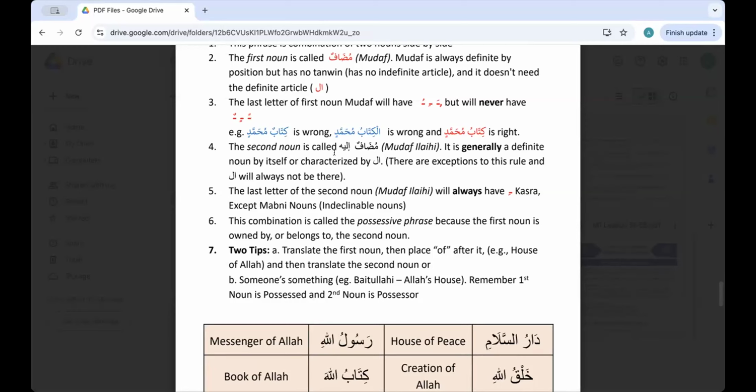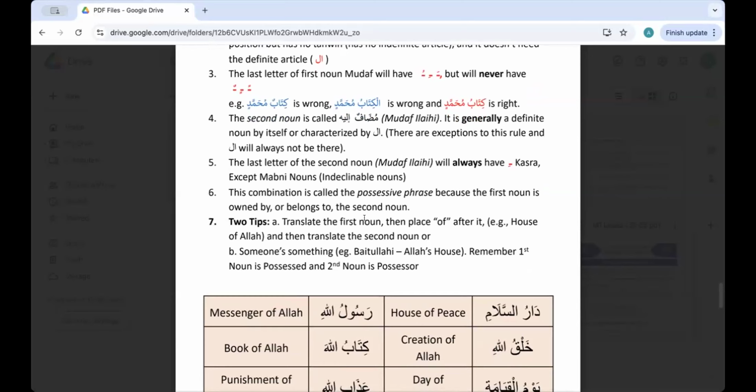The second noun is called mudaf ilayhi. It is generally a definite noun by itself or characterized by al. But there are some exceptions to this rule, and al will not always be there, so don't get confused about it. First thing you have to see is whether it's two ism side by side, and the al may or may not be on the mudaf ilayhi. So that's the fourth rule.